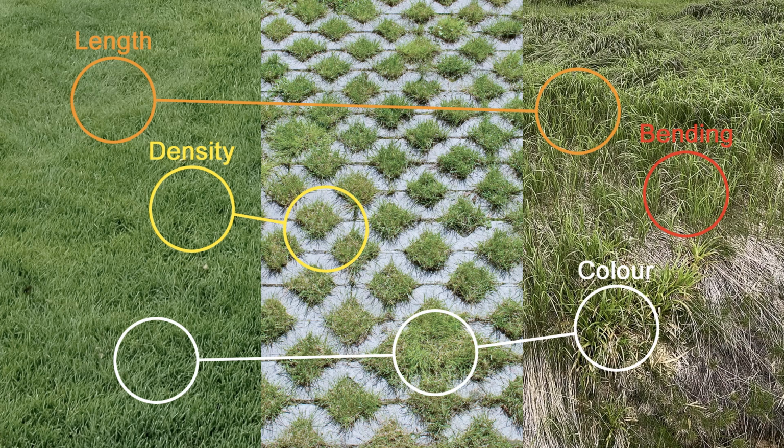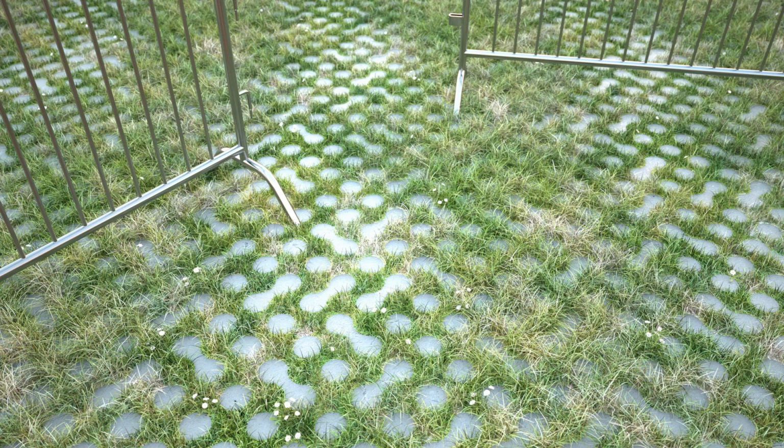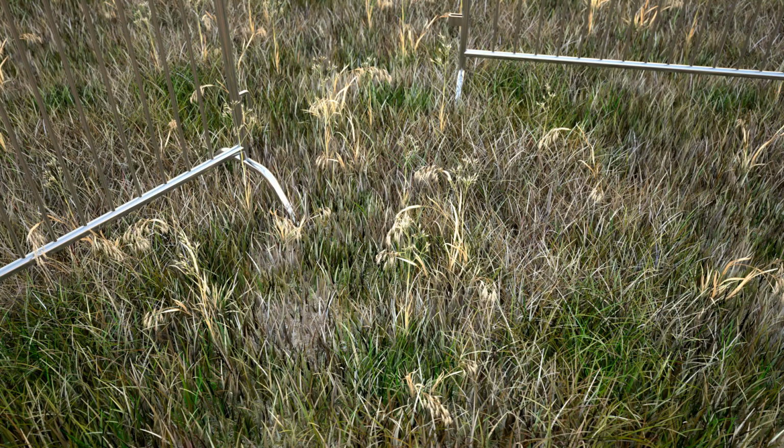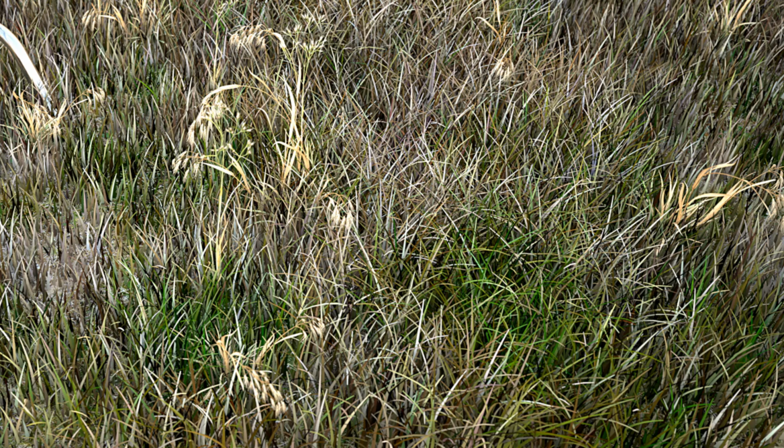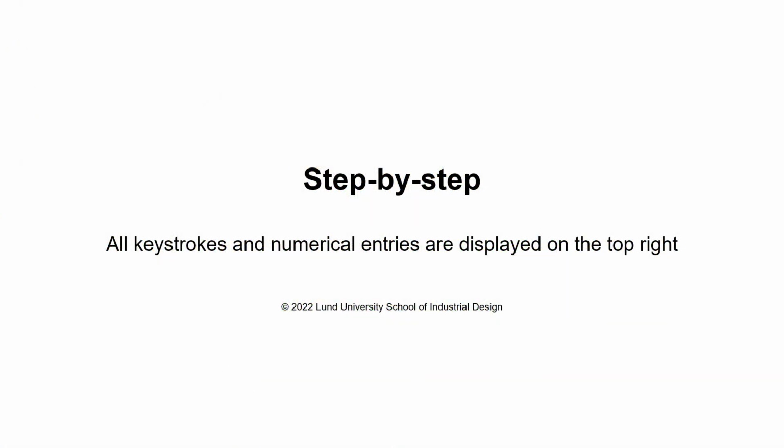Let's look at the basic rendered examples. Regular grass, concrete paver grass, and steppe grass. Once you understood how these materials work, you can easily modify them for other outdoor rendering purposes.